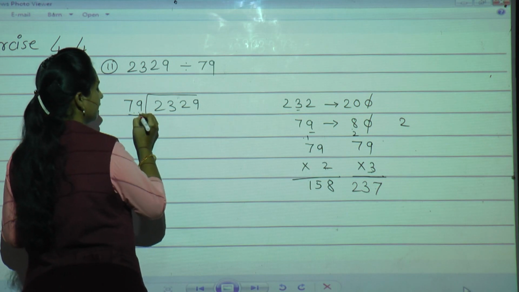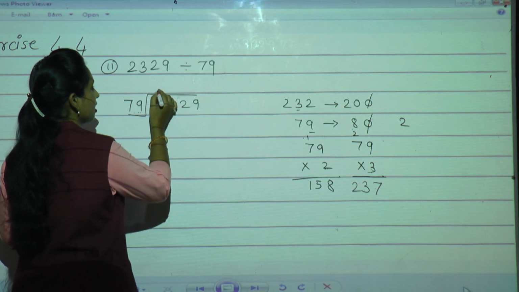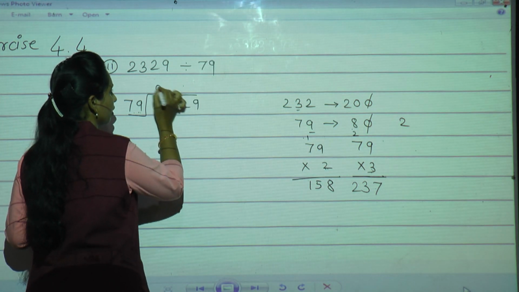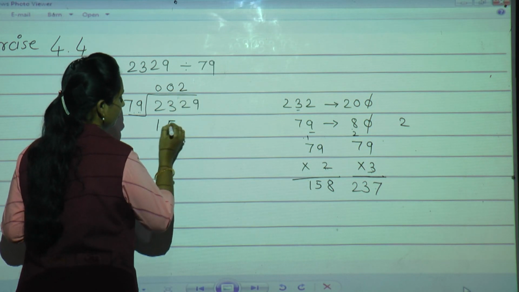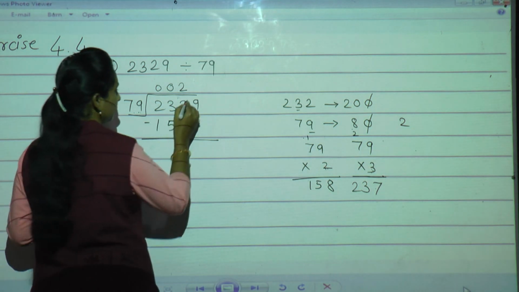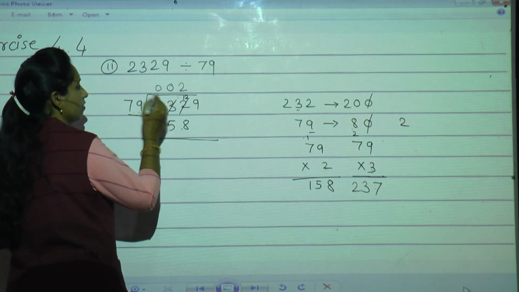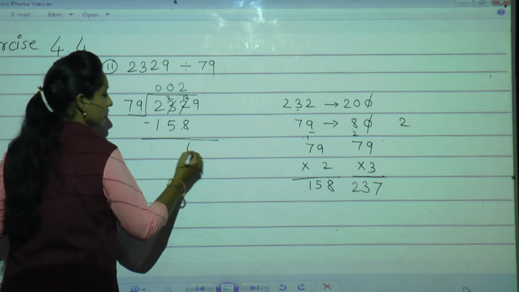Now 79 how many times? 2 times. See here we are doing with 3 digits, so write at the last. So here what will come? 0 0 and here 2. So that means 158. Now subtract 2 minus 8. We can't do. Cut the 2, write as it is, take borrow from the neighbor. The neighbor is having 3. He will give 1. 2 will remain. Now 12 minus 8 is 4.